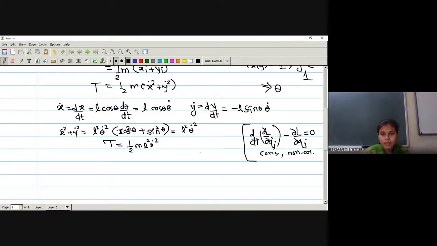So we have found the value of T. What is L? L is nothing but T minus V. Those who remember, in the case of conservative and non-conservative systems, we constructed a new variable, the Lagrangian. How is the Lagrangian constructed? Initially we have the equation. What was our equation?